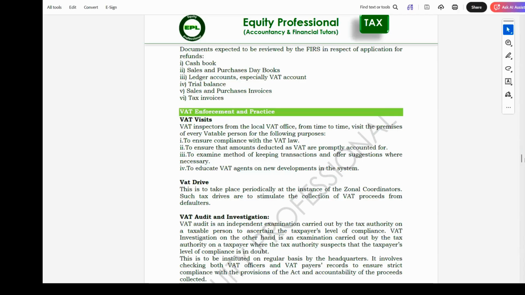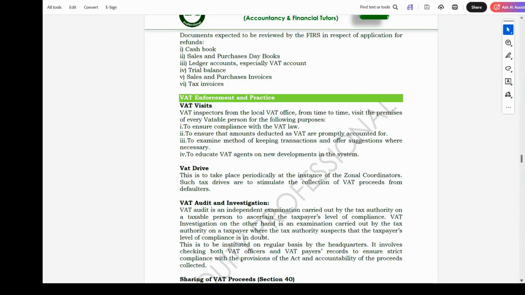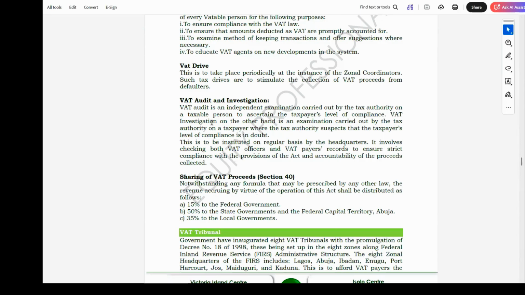Then the tax law also gave the tax authority a right to carry out what is called VAT audit and investigation. VAT audit is different from investigation.